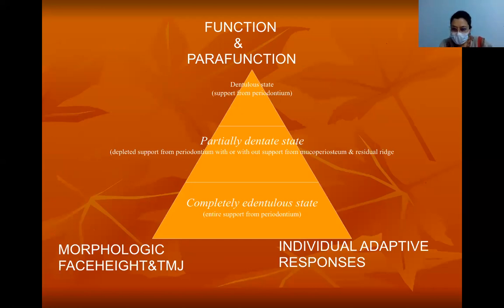The dentate state is a state when there will be support from the periodontium. That is, when the teeth are present, there is full support from the periodontium. The partially edentulous state is when there is depleted support from the periodontium, with or without the support of the mucoperiosteum and the residual ridge. And the completely edentulous state is again when there is entire support from the residual alveolar ridge only.